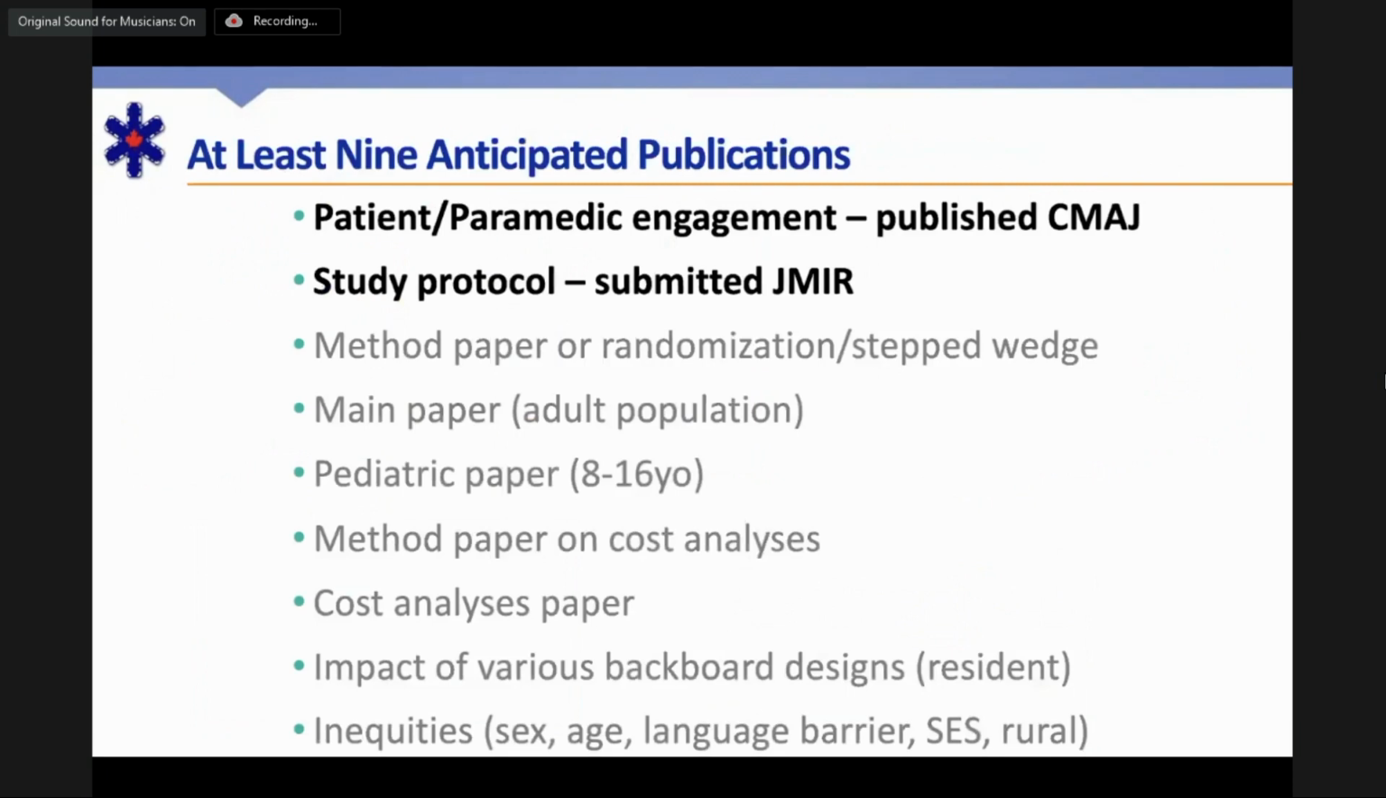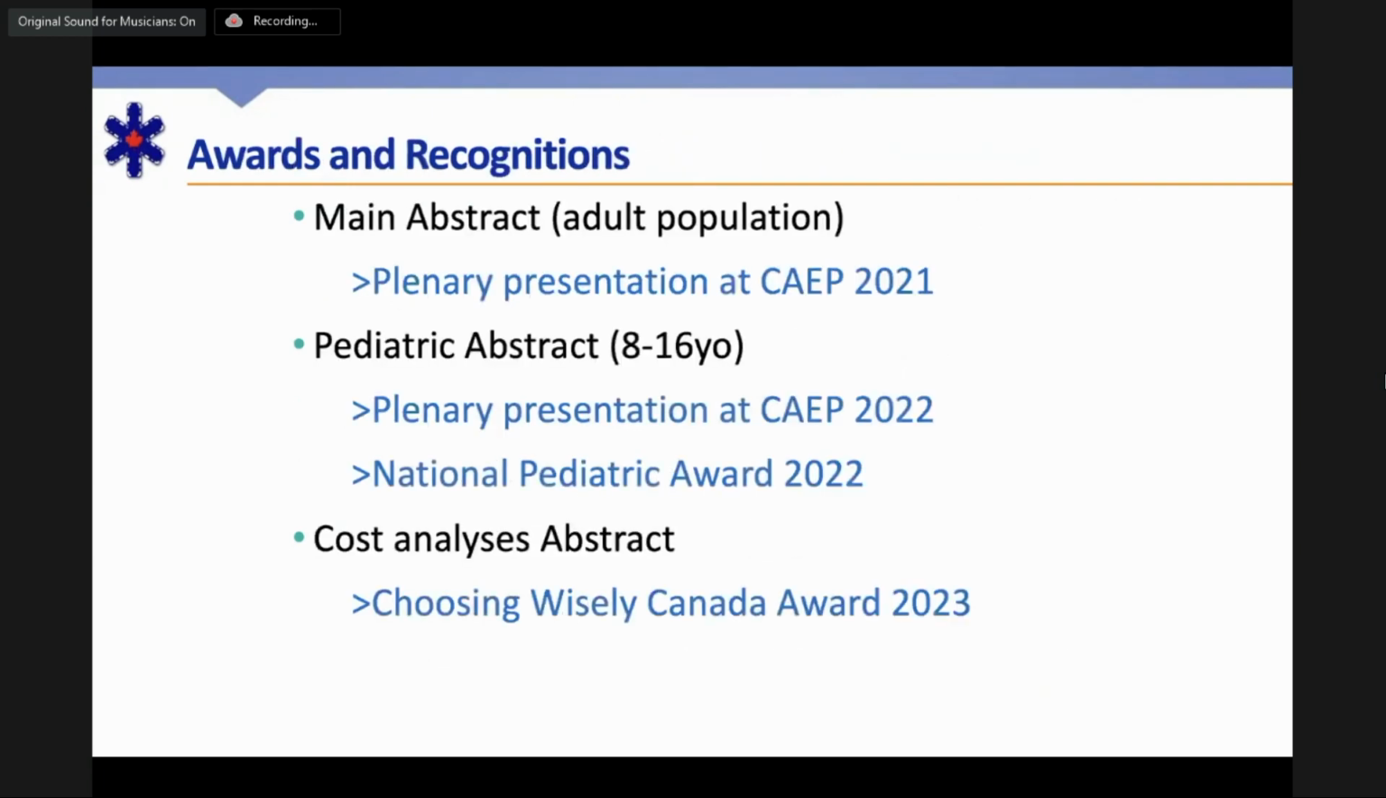There are 9 anticipated publications from this project, and we're just now starting to write them up. Although we were quite busy presenting 2 abstracts per year for the last 3 years, and they were all very, very well received and popular. So the main results and the pediatric results were both presented as plenary at national emergency medicine meetings. The pediatric abstract won a national pediatric award, and the cost analysis earlier this summer actually won a Choosing Wisely Canada award as well for its findings.